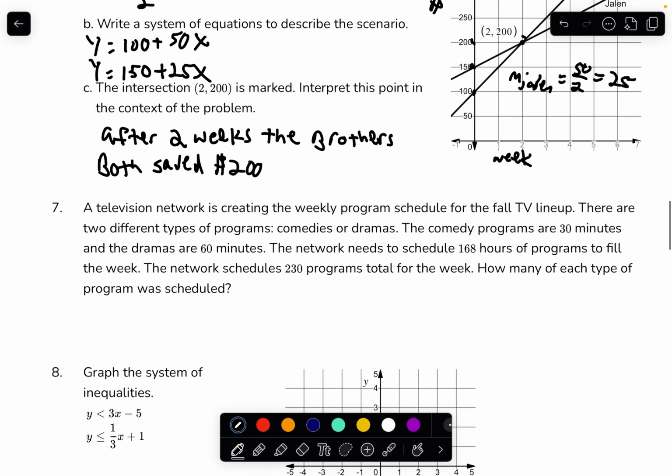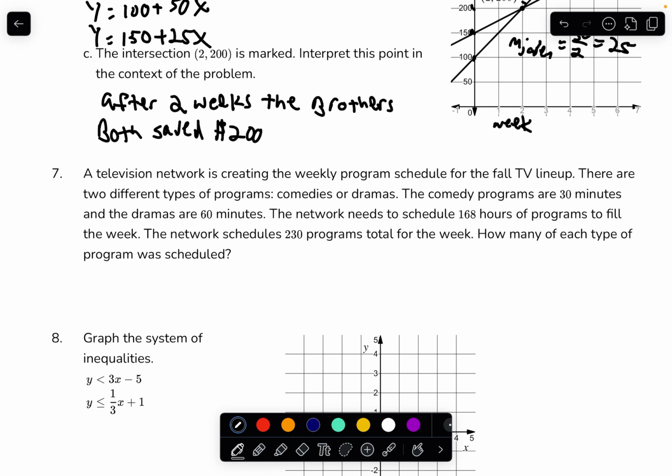A television network is creating the weekly program schedule for the TV fall lineup. There are 2 different types of programs: comedies, which I'll call C, and dramas, which I'll call D. The comedy programs are 30 minutes each, and the dramas are 60. The network needs to schedule 168 hours. So the first thing you have to realize is that 30 minutes is 0.5 hours. You have to turn 30 into 0.5 because it's in minutes, not hours. And dramas are 1 hour, so it's 60 minutes, which is 1 hour.